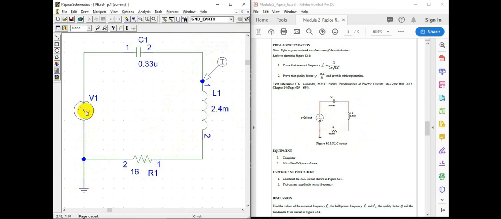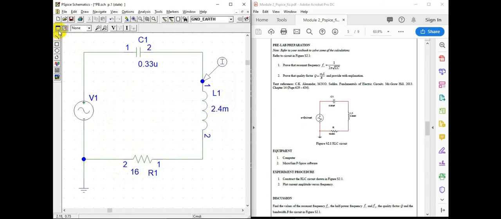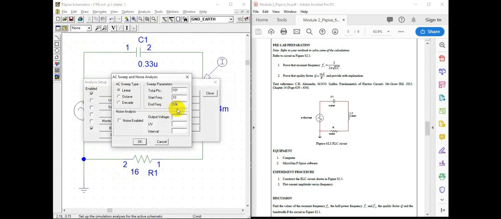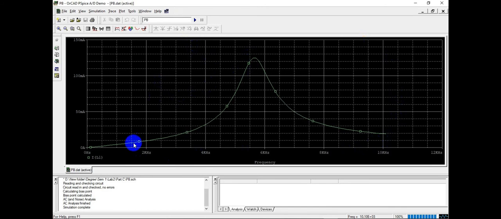Then for the voltage power source, we need to set AC equal to 2, V off equal to 0, and frequency is 50. Next we need to set up the analysis. AC sweep set for range 10 to 10k. Close, save it, next, simulate the circuit. So this is the result that we get for the RLC resonance circuit.